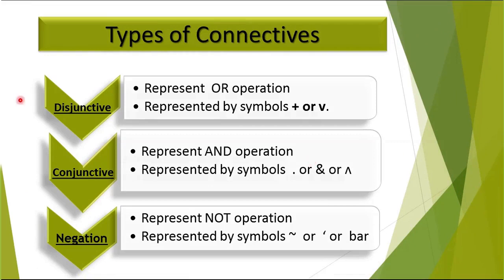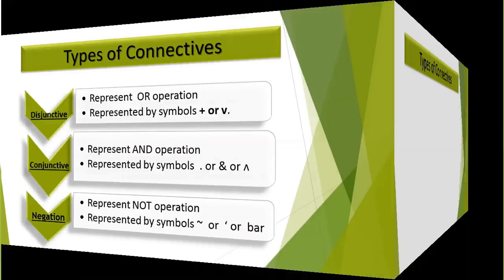We have disjunctive, conjunctive, negation. We have disjunctive, which represents OR operation represented by a symbol plus or V. Then we have conjunctive, which represents AND operation represented by a symbol dot and inverted V. Then we have negation, which represents NOT operation represented by symbol complement or bar. Now all these three operators, OR, AND, and NOT, are used in our programming constructs.